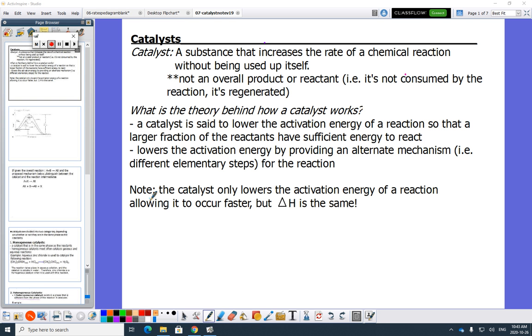Okay, so the last factor that can change how fast a reaction occurs is called a catalyst. So again, you probably have heard that word used before. And again, those of you that have taken biology, because enzymes are biological catalysts. So the big difference between a catalyst and a reaction intermediate is this line here.